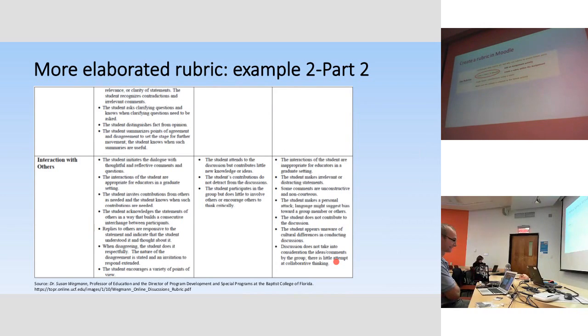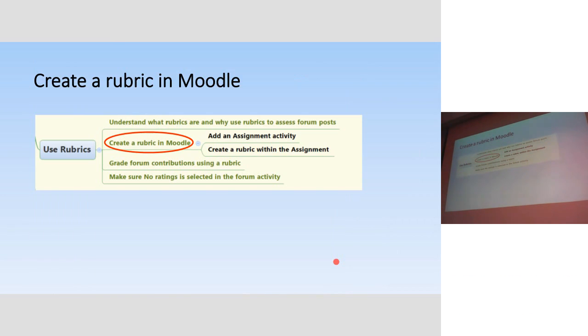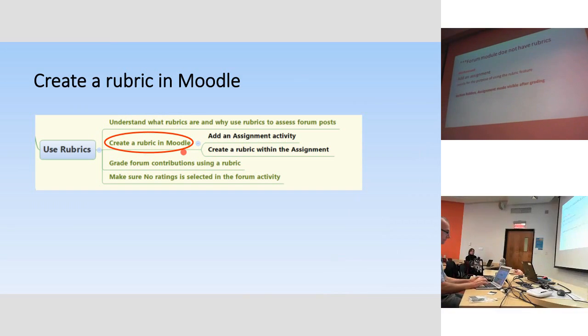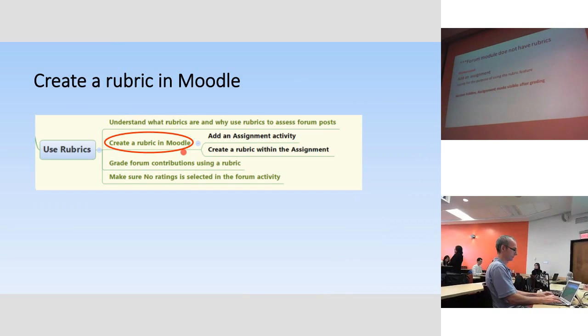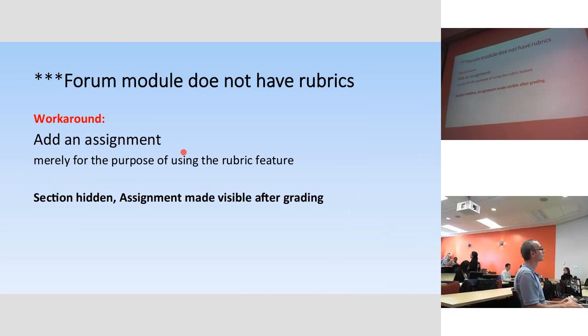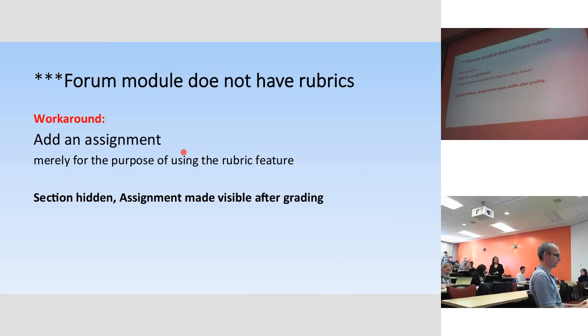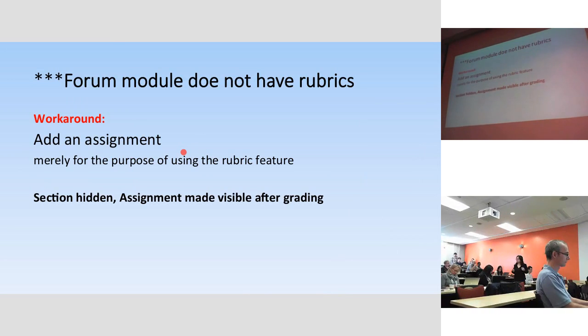And how to create a rubric. Okay, that's the critical part. Here's the thing. Forum does not have a rubric feature. Okay, that's why there's some learning curve for this. So forum module does not have rubrics, but there's a workaround because we know which activity module has rubric? Assignment. Okay, so we're going to add an assignment, but it's not a real assignment.